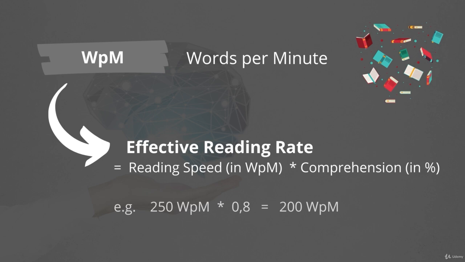For example, if your reading speed is 250 words and you understand about 80% of the text, then you have 250 WPM multiplied by 0.8 and you get an effective reading rate of 200 words per minute. So you are able to read and understand 200 words per minute. So on paper you would have read 250 words and of those 250 words you would have understood about 200 words.